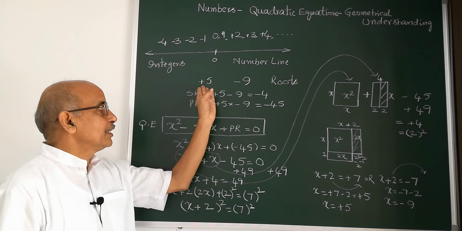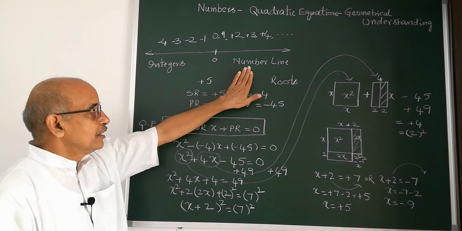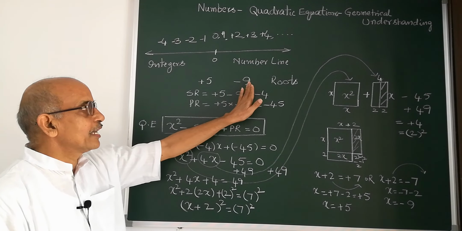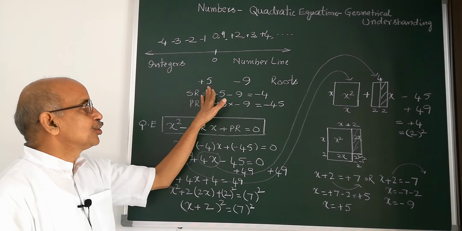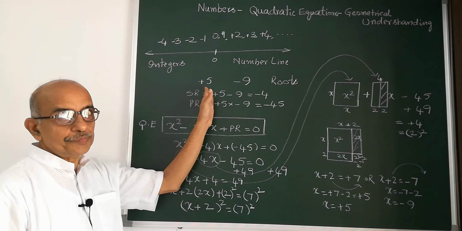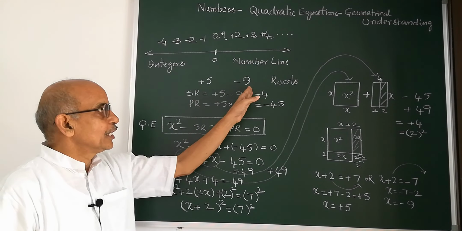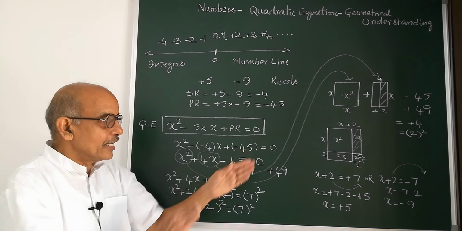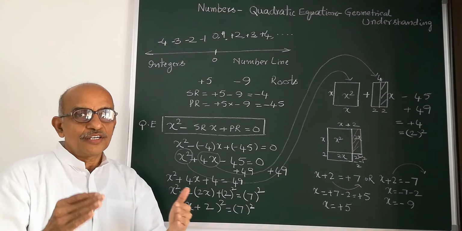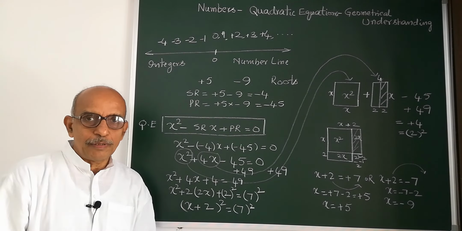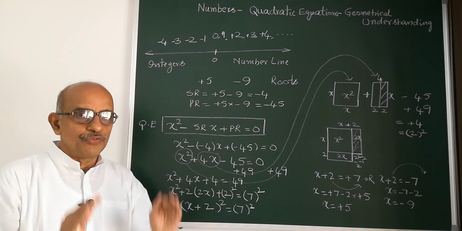Here minus, here plus. Now here the negative number is the bigger number, I have taken 9. The positive number is the smaller number. In the next case, we will take the positive number as the bigger number and the negative number as the smaller number, and see what happens. If you want, you can do the same experiment yourself, or wait for the next video.